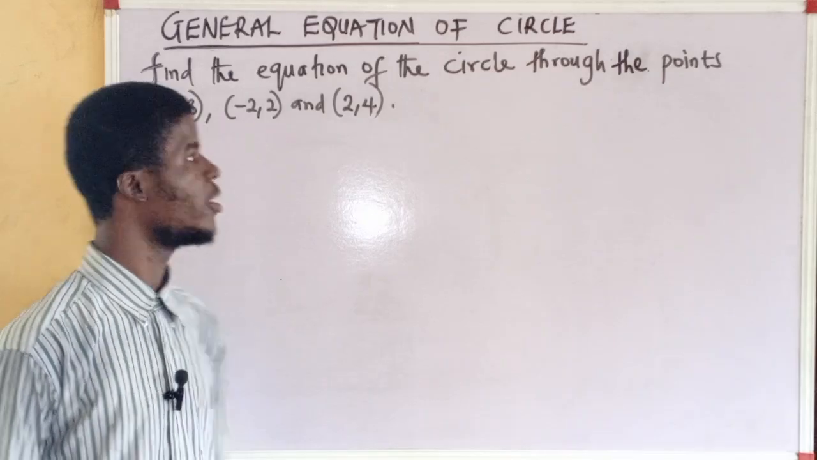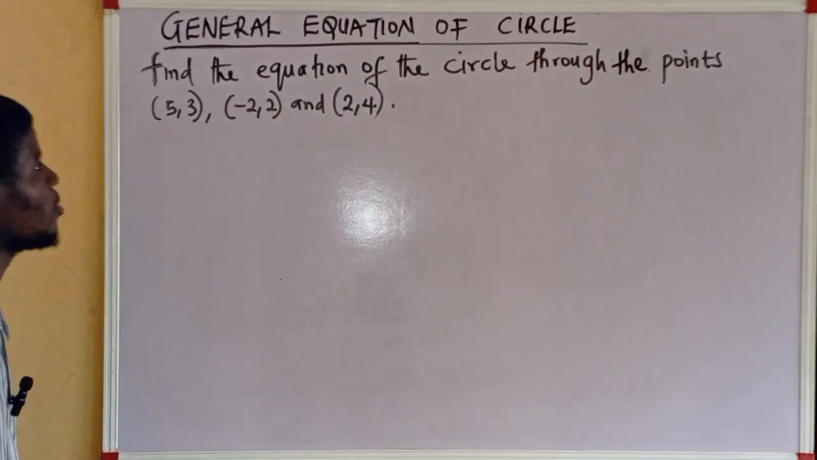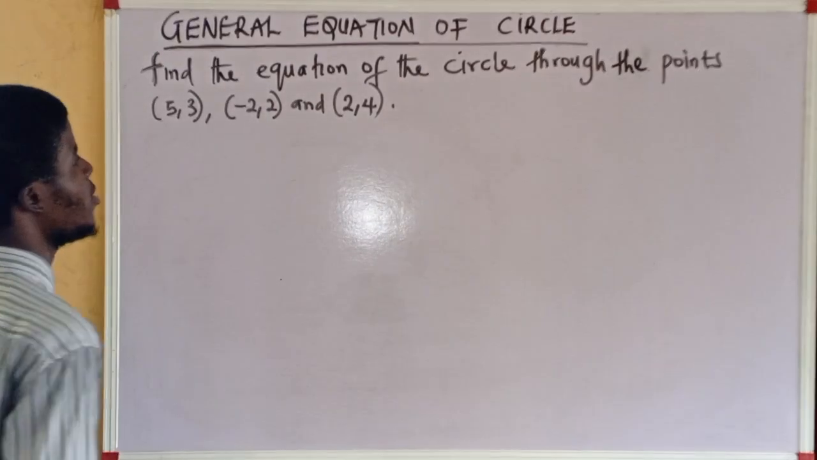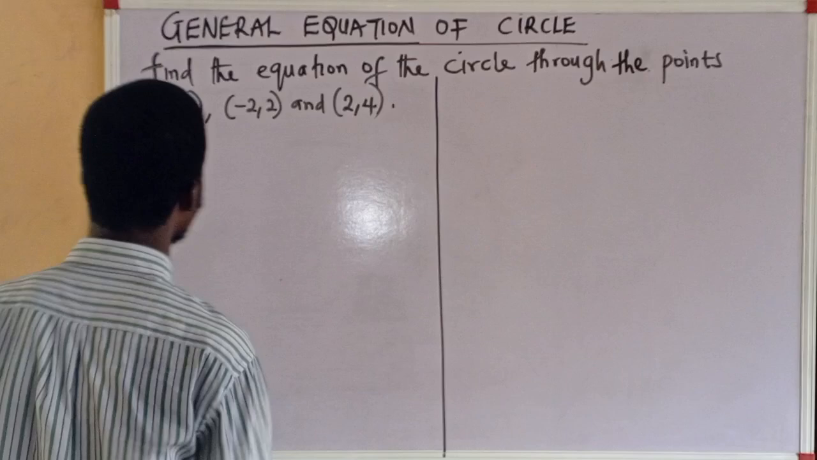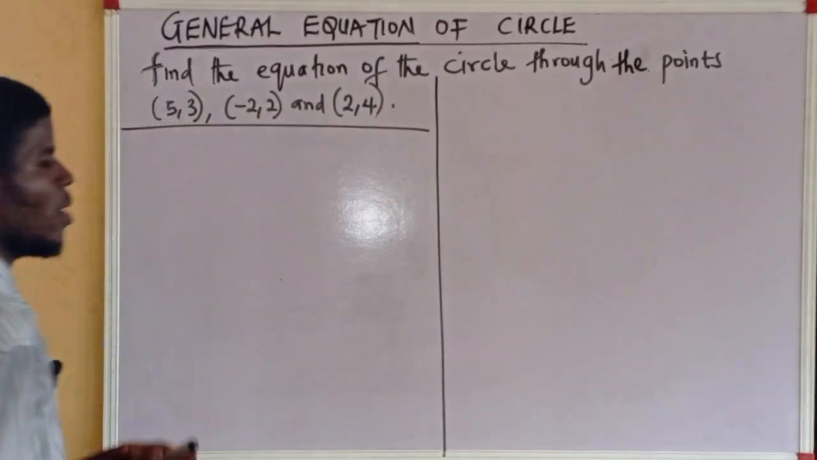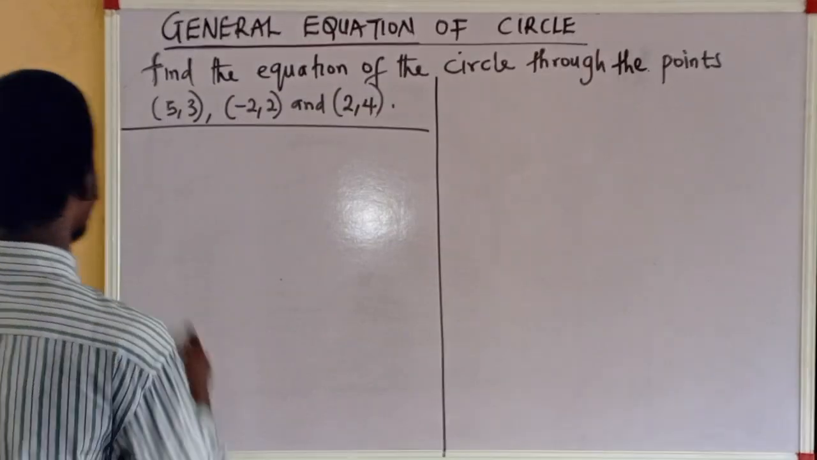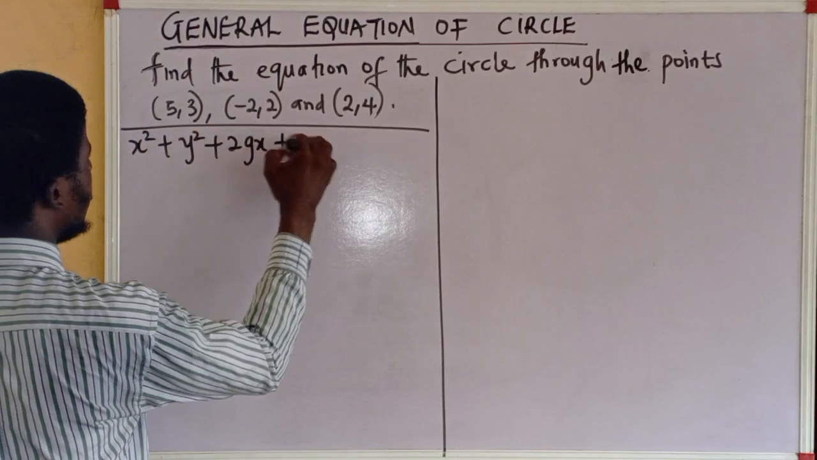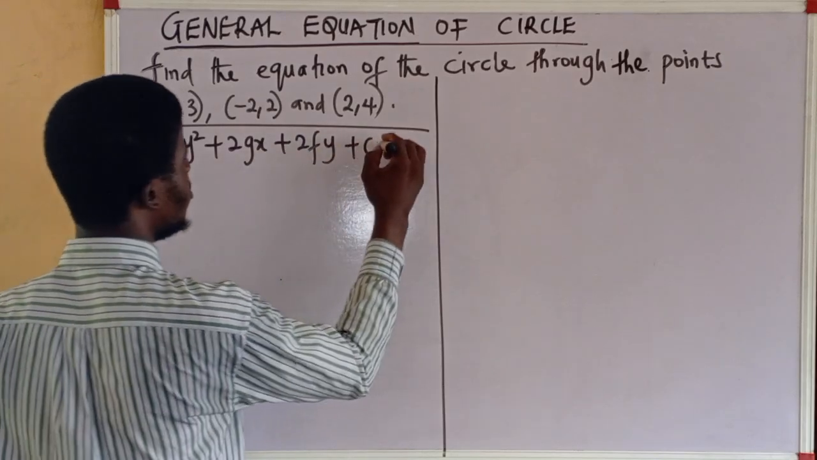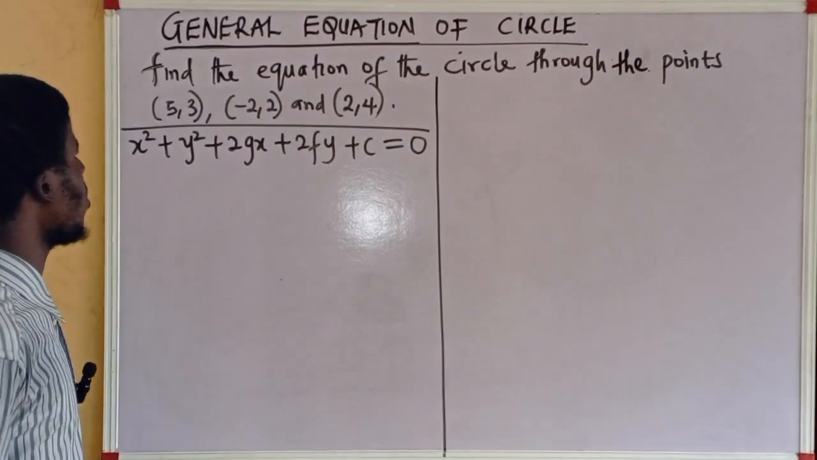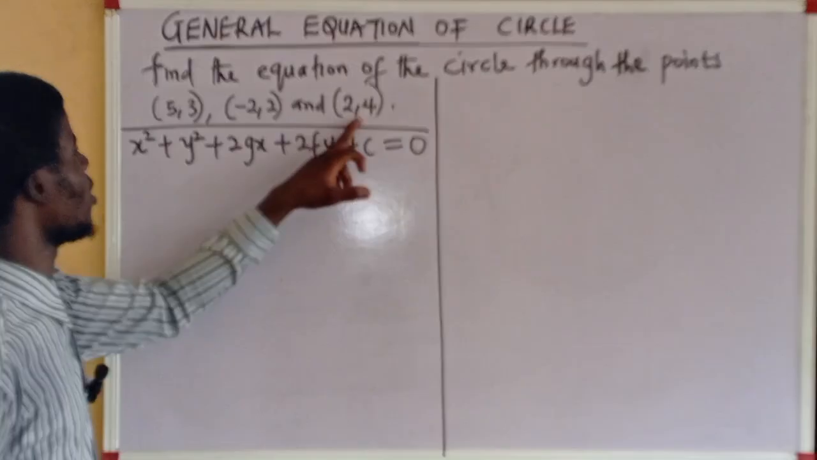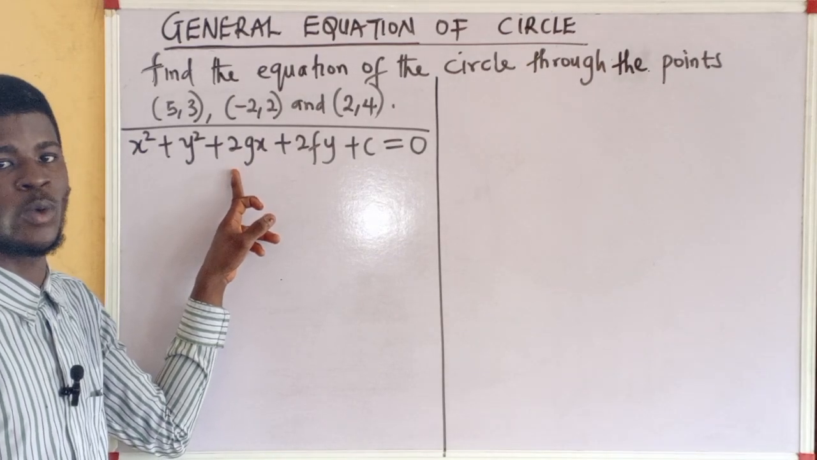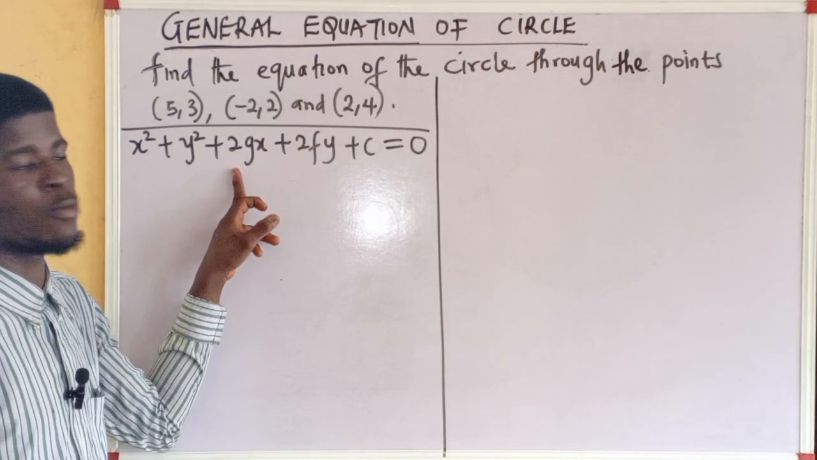So the question here says that we should find the equation of the circle through the points this, and this. So let's determine it. Remember the general equation of a circle that we got just now. x² plus y² plus 2gx plus 2fy plus c equal to 0. So what we are going to do now is to substitute each of these points into this equation, and then we are going to obtain a system of equations, 3 equations that we're going to solve simultaneously.